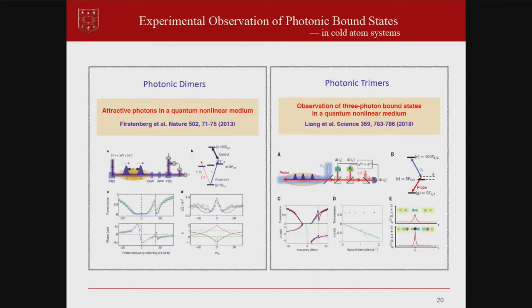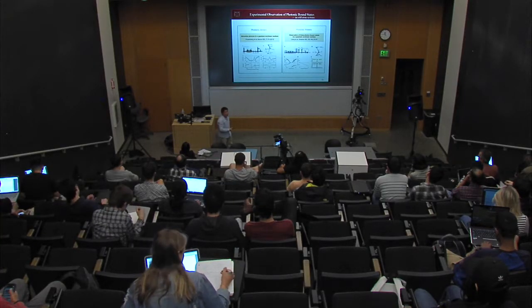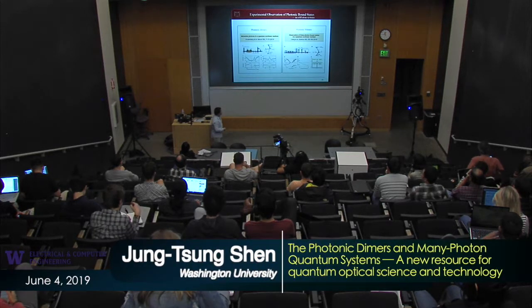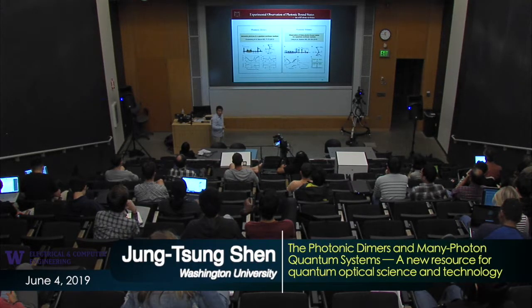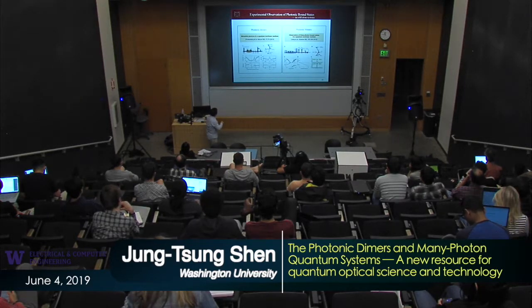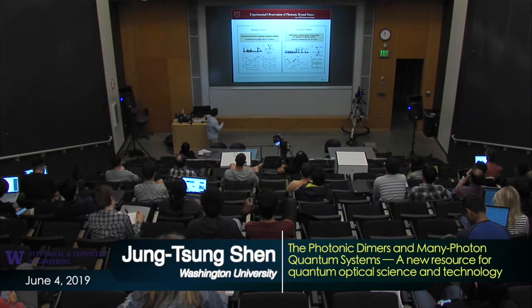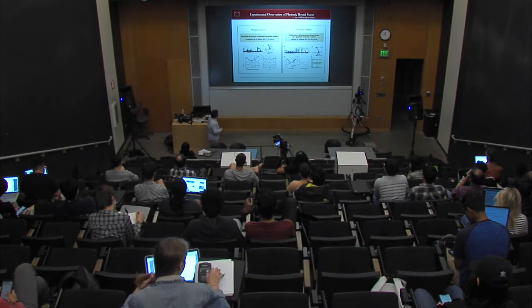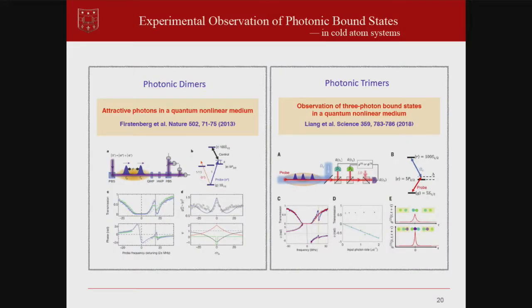We predicted that not just two photons, but any number of photons can form a bound state. I will tell you a little bit about how you can generate those bound states. Right now, I just want to focus on the optical properties of these new quantum photonic states. These states have been observed in cold atom systems. For example, photonic dimers were observed in 2013, and photonic trimers were observed just very recently.